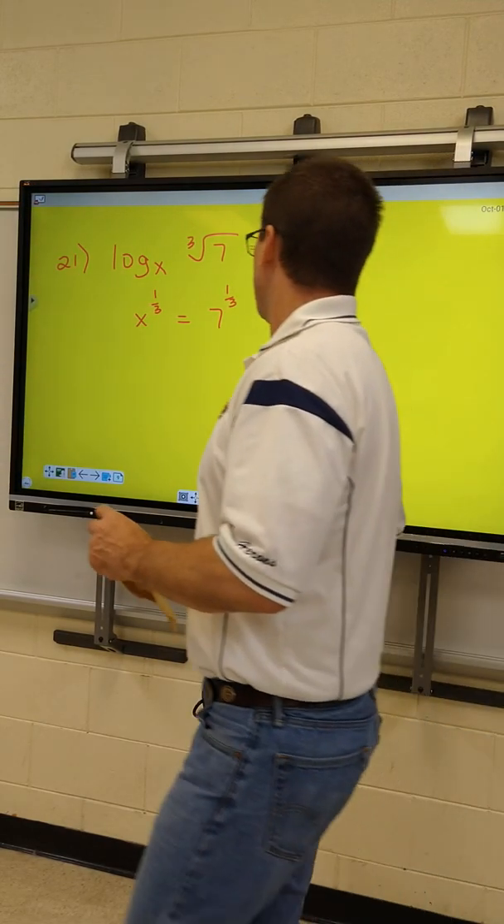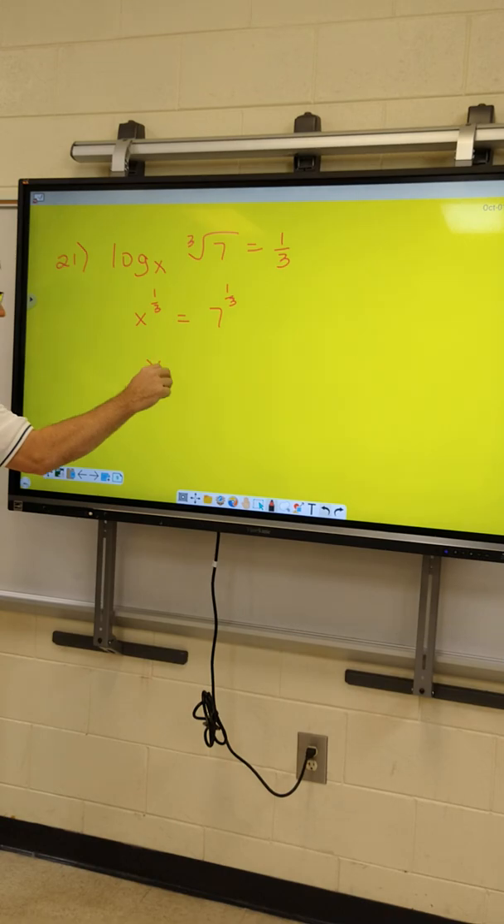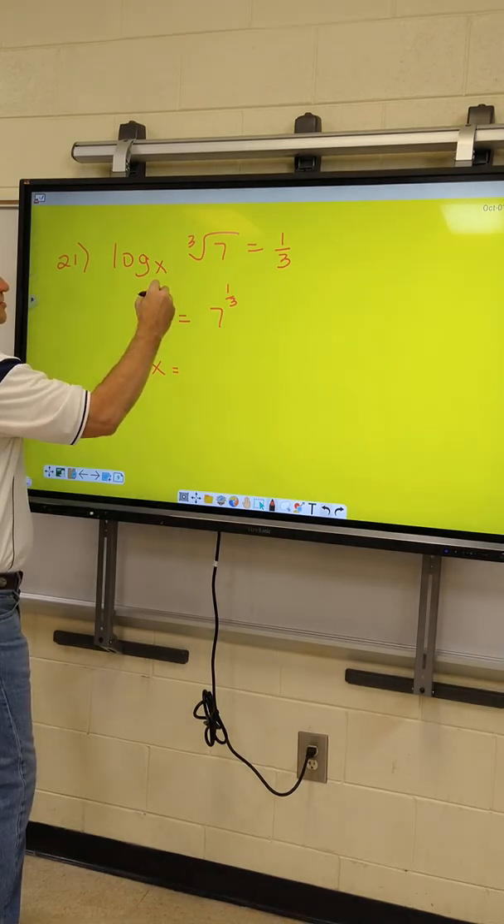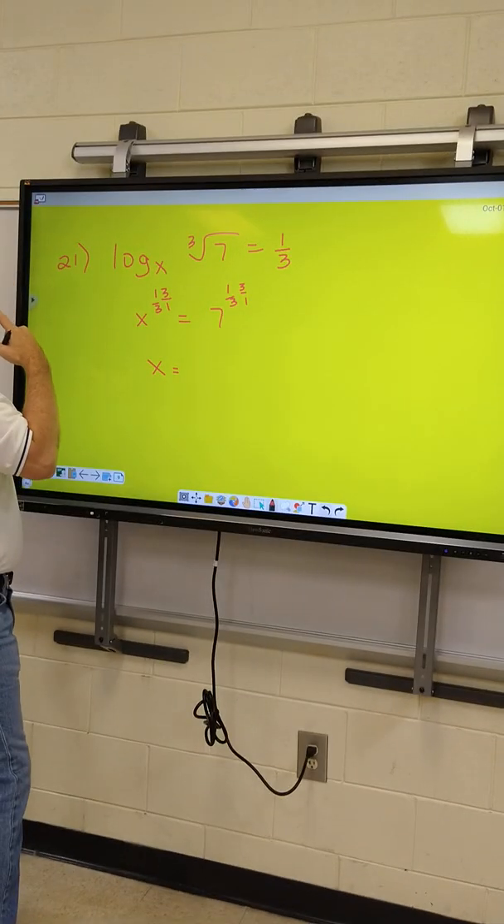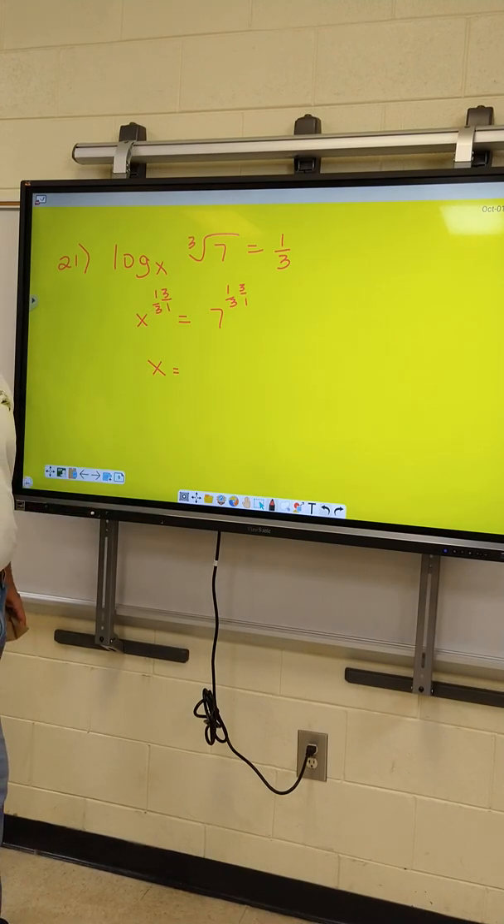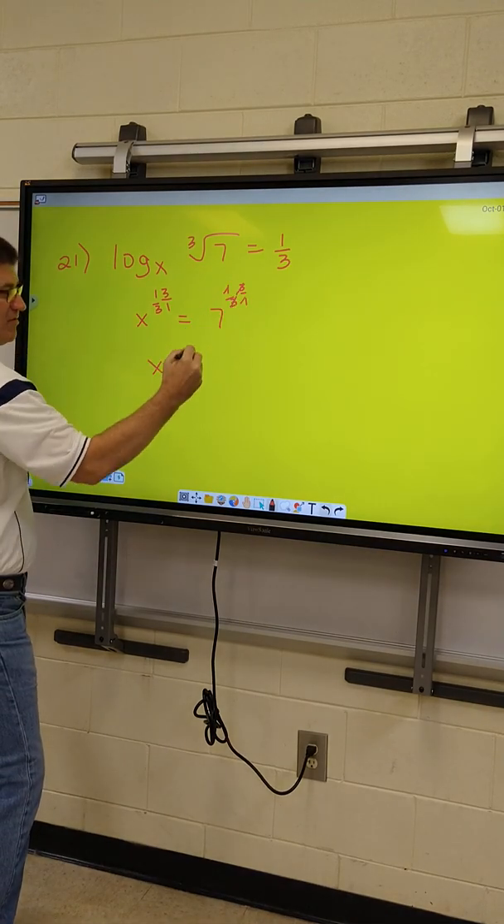All right, so somebody tell me, there's 3 different kinds of problems. Which kind is this? We got to get the x by itself. How do I make the 1/3 cancel out? You gotta do the reciprocal. Good, y'all got it. So it's 3 over 1 there and 3 over 1 there. So I guess the question is, how you going to type that in the calculator? The 3's just cancel, and it's just 7 to the first.